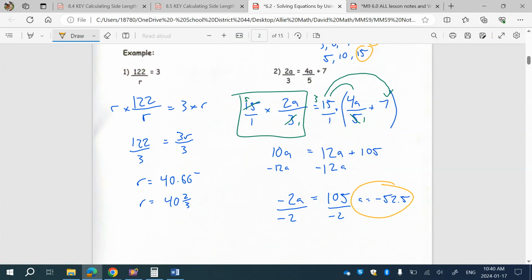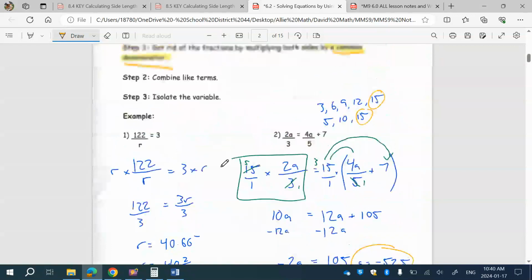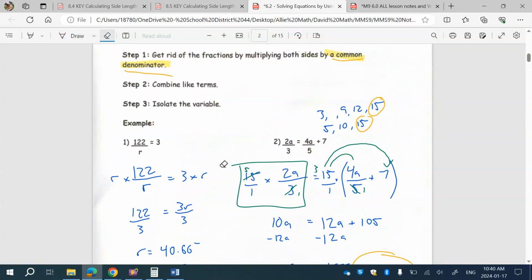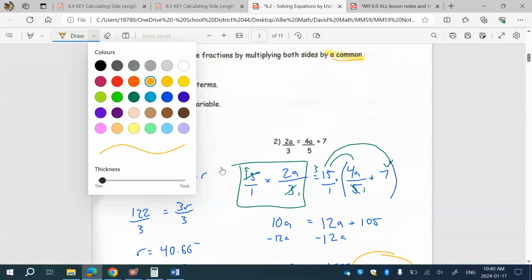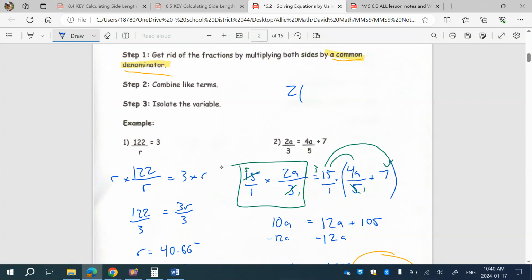So is it true? I'm going to give us some space. I'm going to scroll up and confirm up here. Let's just check our answer. So is it true that 2 times -52.5 divided by 3 is going to equal 4 times -52.5 divided by 5 plus 7?